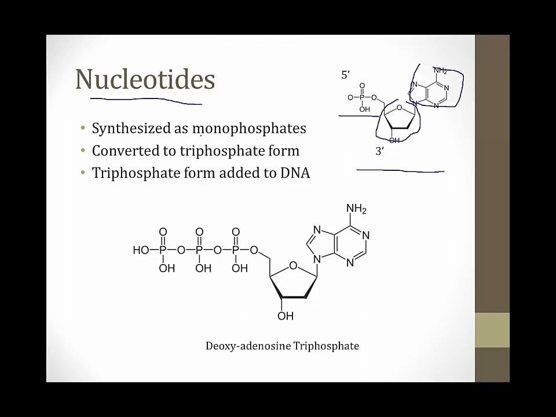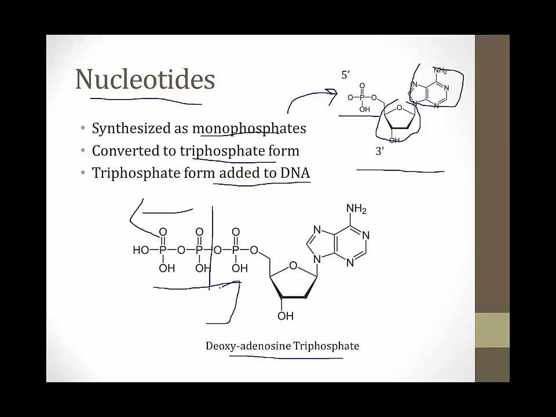Nucleotides are synthesized as monophosphates with just one phosphate group, like this example on the top right side of the screen. They are then converted to a triphosphate form, like at the bottom, where three phosphate groups are attached. And it is this triphosphate form that is added to growing strands of DNA in DNA replication. So for example, at the bottom of the screen is a molecule of deoxyadenosine triphosphate. If this is added to a growing strand of DNA, these two phosphate groups will be cut off. The one phosphate group will remain and will link this monomer into the polymer of a growing DNA strand.